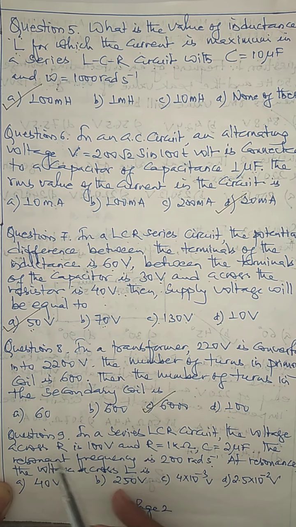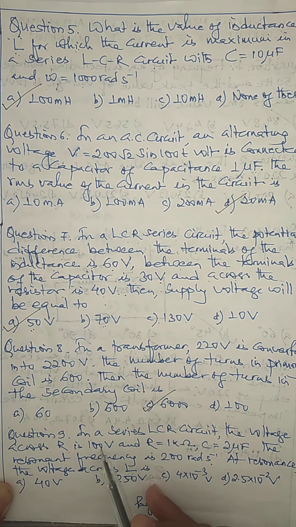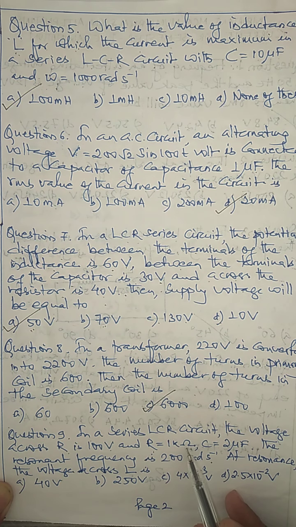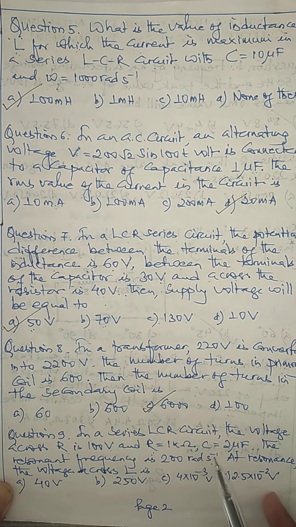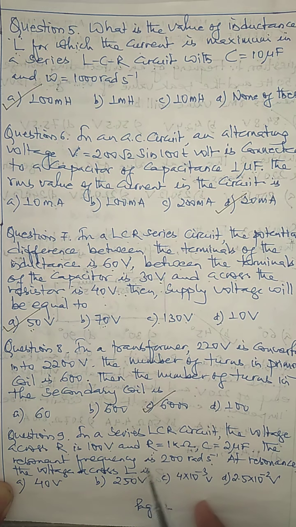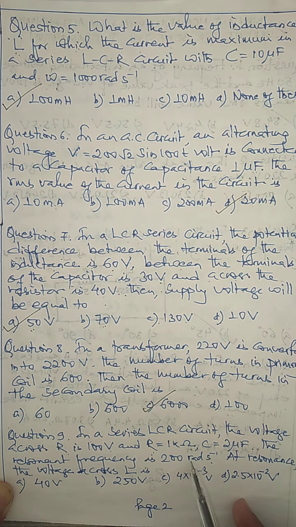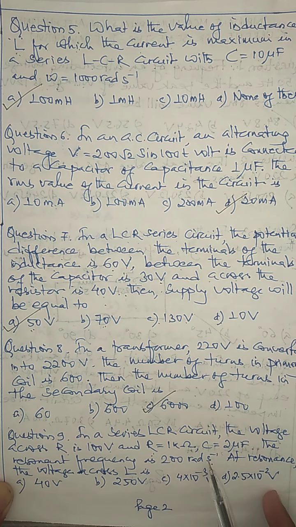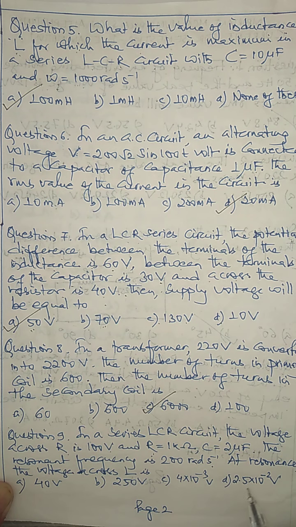The voltage across R, the resistance, is 100 volt, and R is 1 kilo ohm, which means 1000 ohm. Capacitance is 2 microfarad. The resonant frequency is 200 radian per second. So what is given? The resonant frequency is given, 200 radian per second. What do you need to calculate? At resonance, the voltage across L.